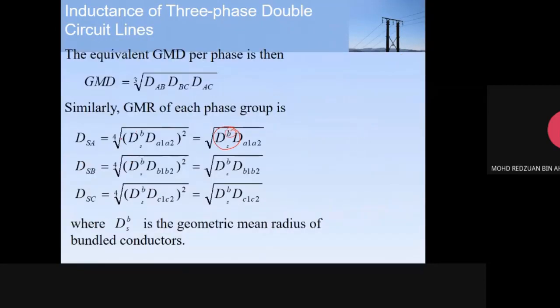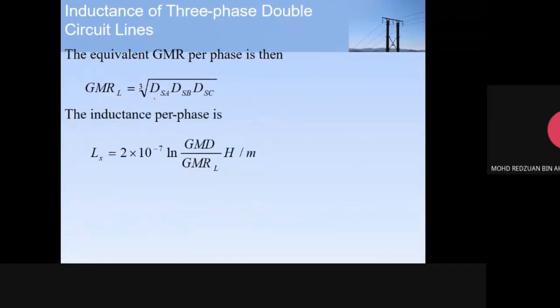Okay, so by calculating DSA, DSB, DSC, DS, this one A to A, DSB, B to B, DSC, C to C. Okay, so to get the GMR, just use the same method like this. You get the GMR for the three-phase double circuit transmission line.